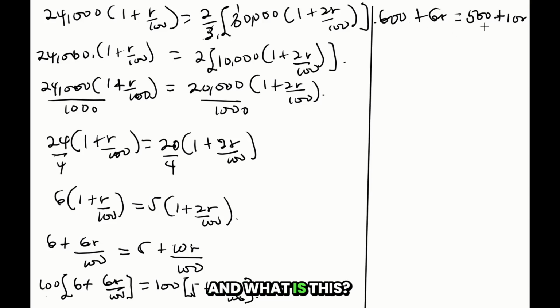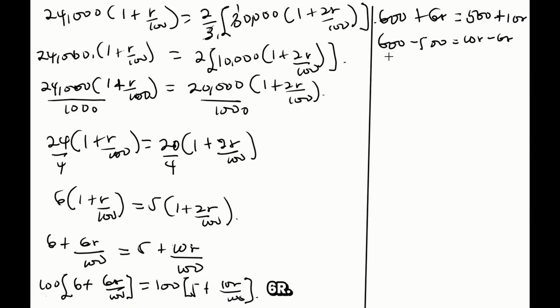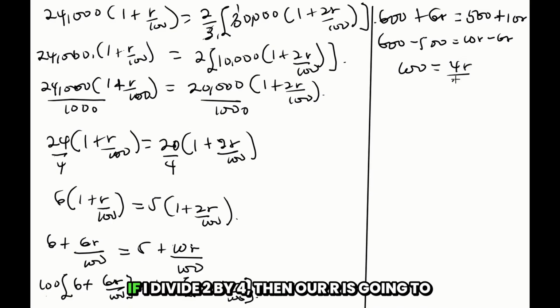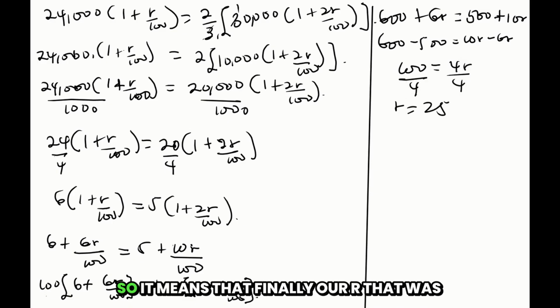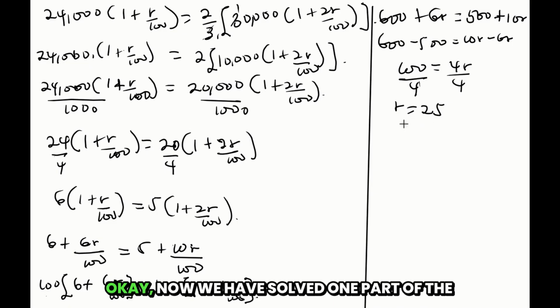Okay. And what is this? Let's group like terms. So we have 600 minus 500 equal to 10R minus 6R. And what is this? This is 100 equal to 4R. Divide through by 4. Then our R is going to be 25. So it means that finally our R that was hidden is now found. So our R is 25. Okay, now we have solved one part of the question. That is that we have found that the R is 25.